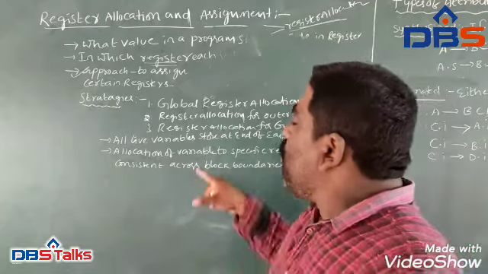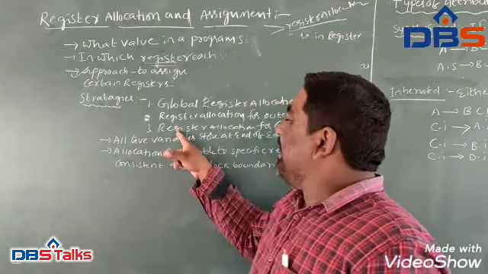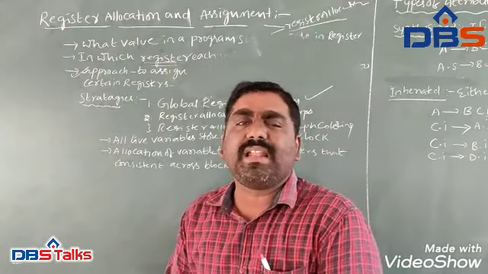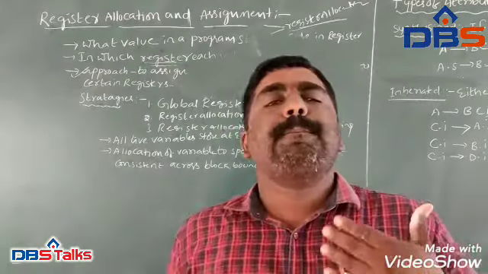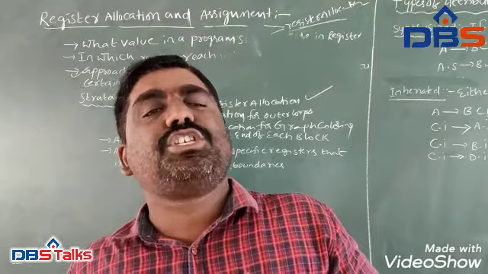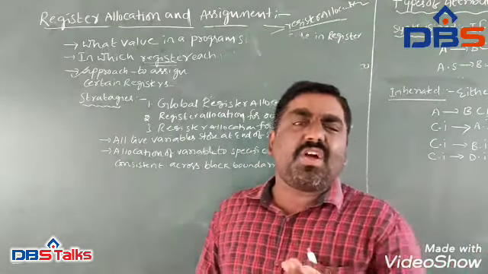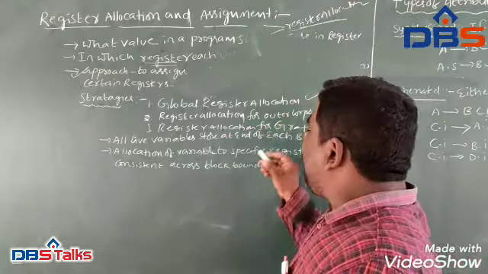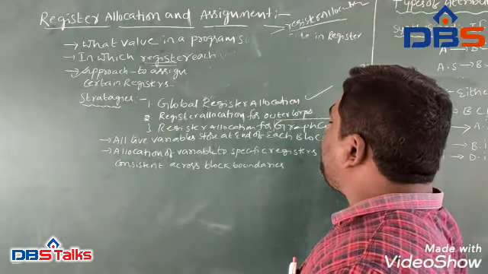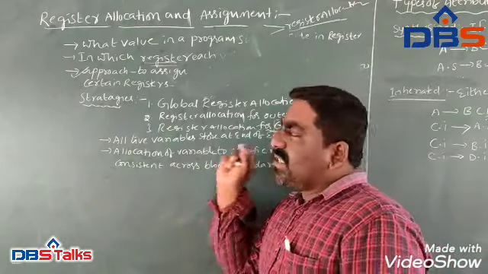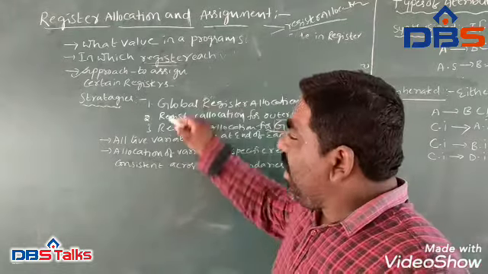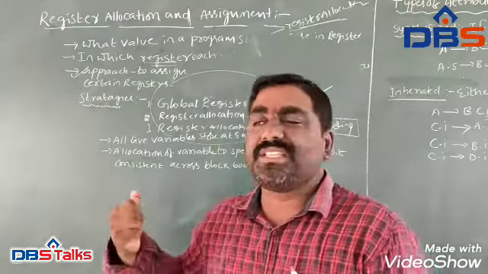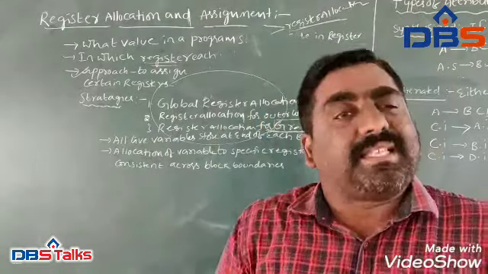At the same time, we are going to use register allocation by graph coloring. What is graph coloring? Graph coloring is one of the major techniques used for register allocation or managing the memory. So for graph coloring also we are going to apply the register allocation. These three are the major strategies for implementation of register allocation and assignment.